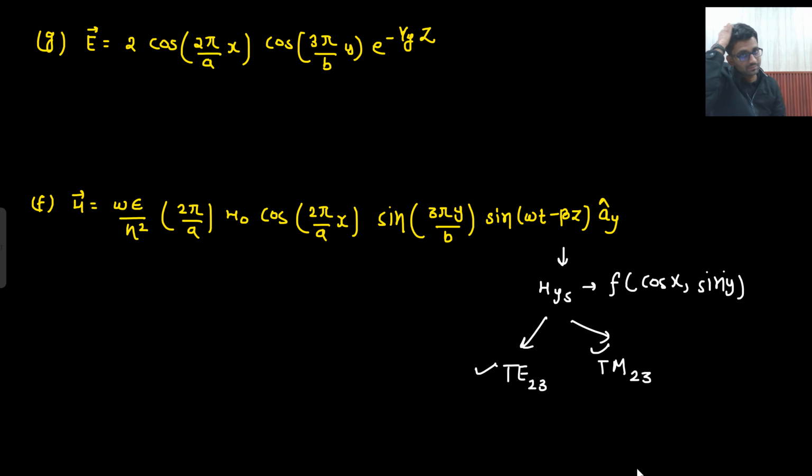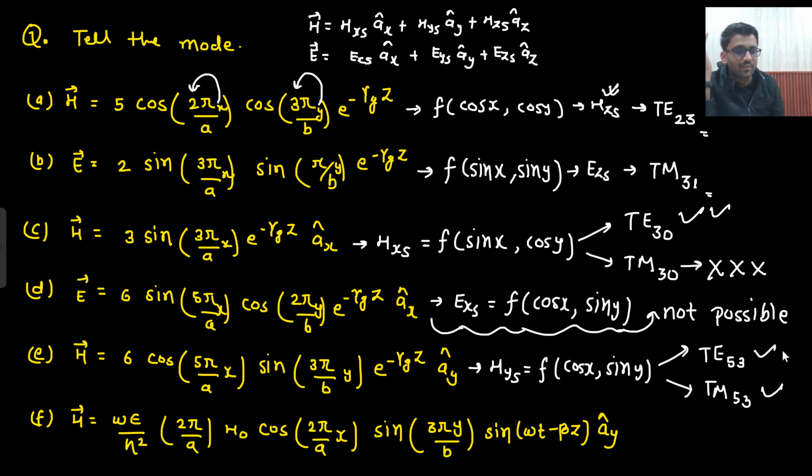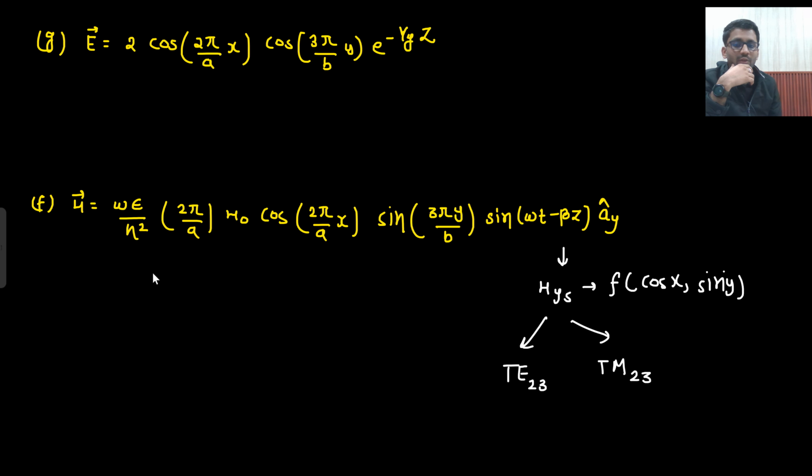What do you think? Both are acceptable. Think about it. Here both were acceptable, right? Same analysis we did here. Exactly the same analysis. HYS is there, cos x sin y. 5, 3. Here this was the magnitude. Here what is the magnitude?